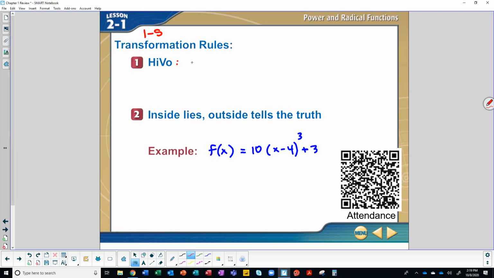It stands for Horizontal Is Inside. Horizontal is found inside. Vertical is outside. And I just do the capital letters to separate them. Vertical is outside. Okay, so another way of saying this is that the x values are found inside. X's are inside. The y's are outside.